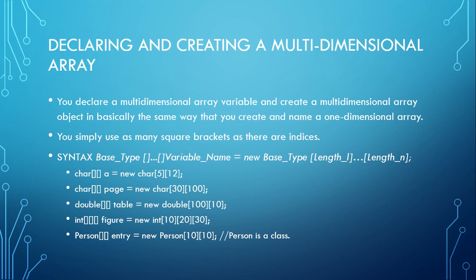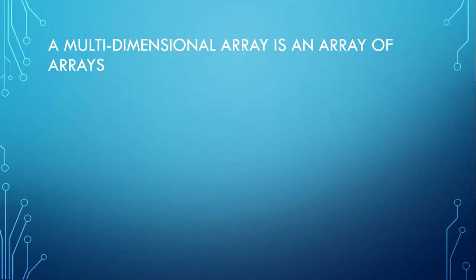But here's an example with a double array: double[][] array = new double[1][10]. int[][][] figure = new int[10][20][30]. You'll notice that that is not a two-dimensional array, but a three-dimensional array. And then you have Person[][] entry = new Person[10][10], Person, of course, being a class.